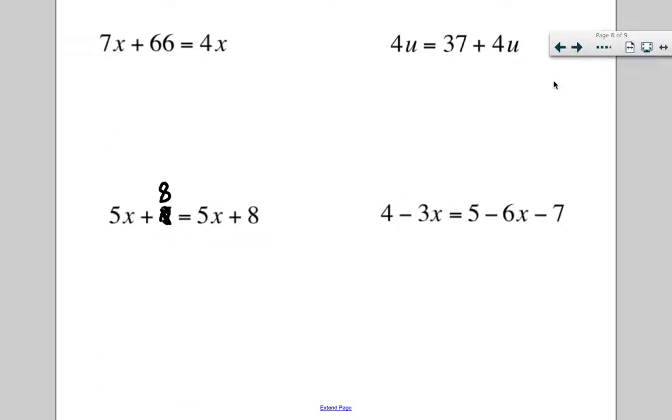Okay, over here, I have another set of problems. So what I'd like you to do is please try these, push pause, give them a try, and then come back and I will talk it through. So push pause now and try these on your own.